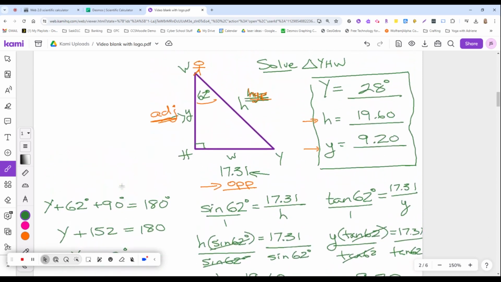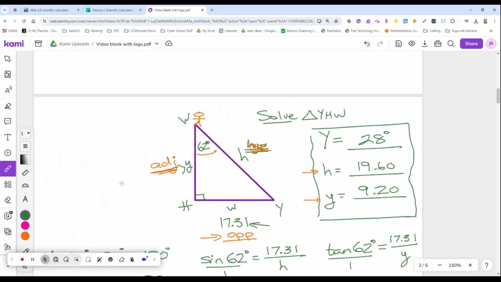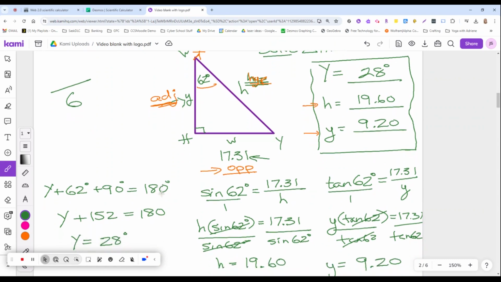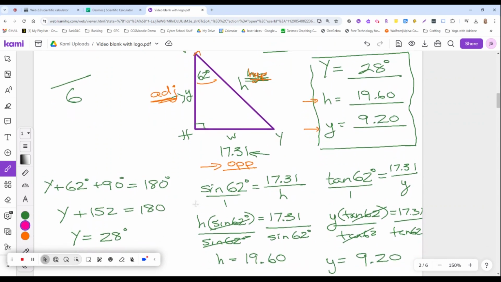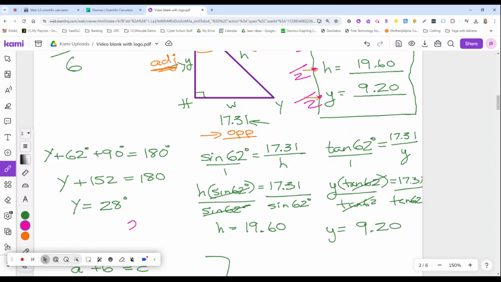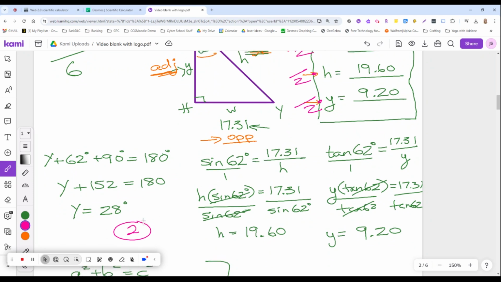Now, if you hit a question like this and it's scary because there's so much to do, what you can do is this. This is probably out of 6. So let's look at where that comes from. First of all, there are 3 unknowns. 1, 2, 3. Well, guess what? They're each worth 2. So if you're short of time or you're panicking, the easy 2 marks are right here. We know our angles add up. We can find that. That's super easy.